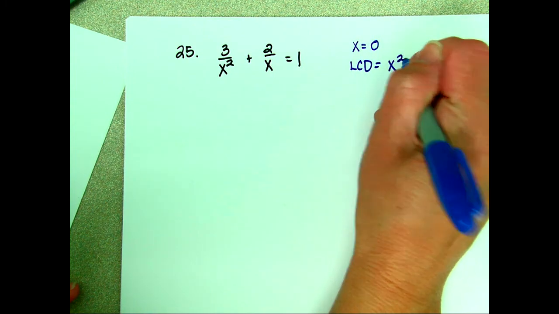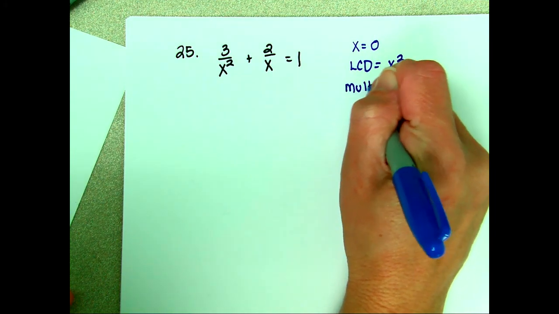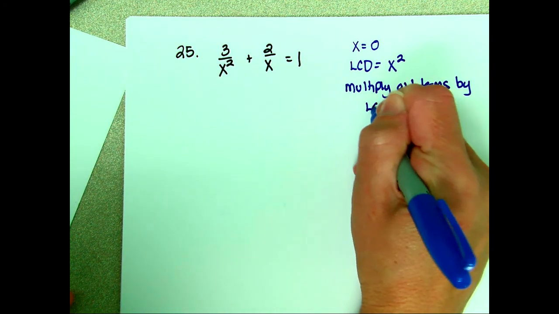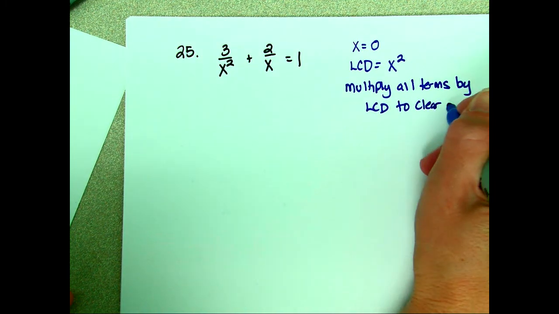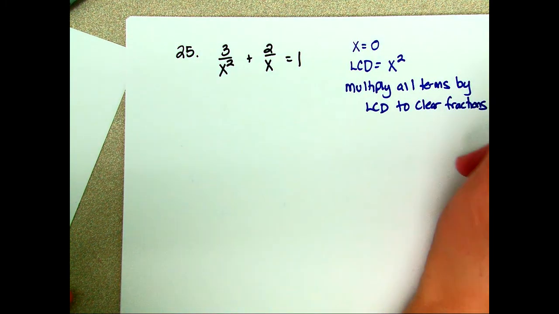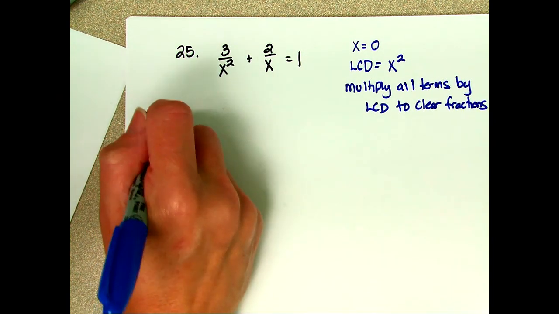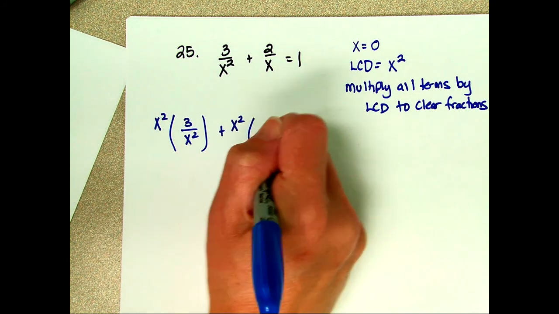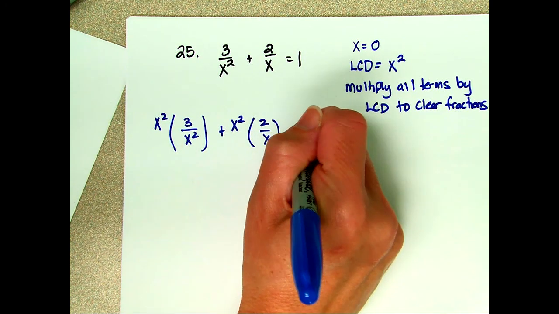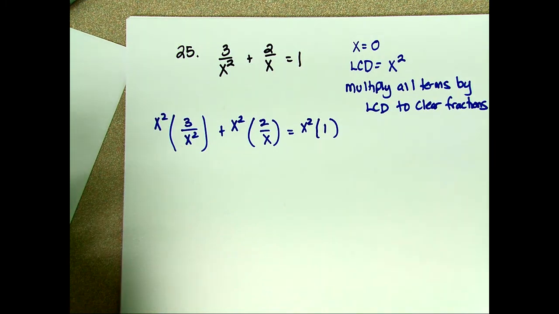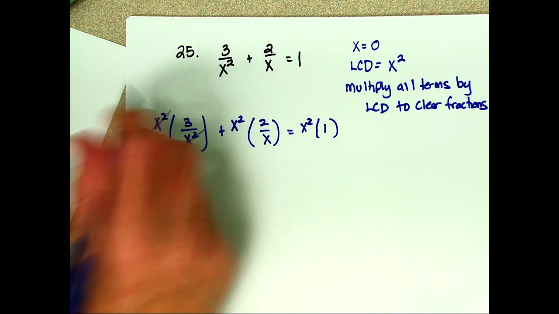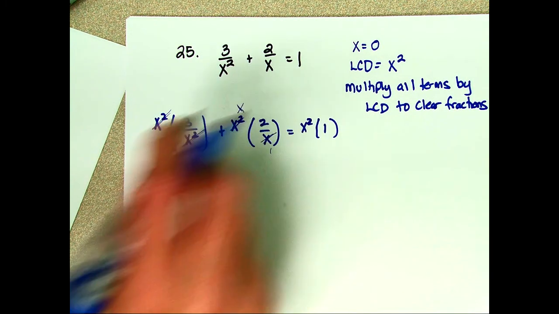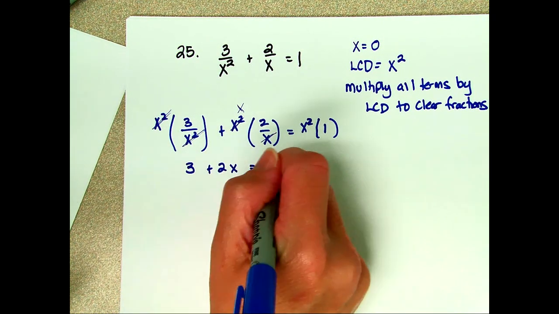So you first multiply all terms by the LCD to clear fractions. So you have x squared times 3 over x squared plus x squared times 2 over x equals x squared times 1. The x squareds cross off, you have 3. x goes into x squared x times, so you have x times 2, which is 2x, equals x squared. You have a quadratic equation.